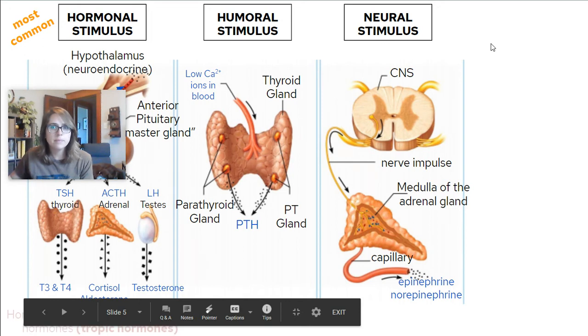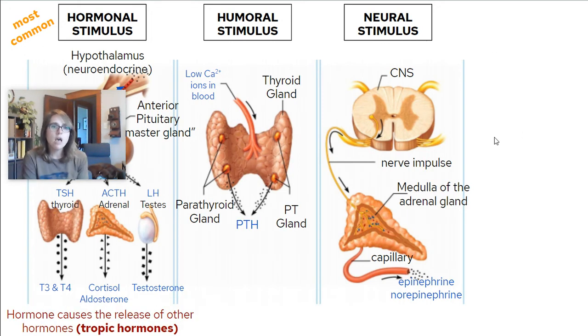All right, so for each of these, I want to go over, like, summing it up, okay? So the hormonal stimulus, you can see there at the bottom, this is when a hormone causes the release of other hormones. I described it as a cascade. It's also considered tropic hormones. You can even see that in this name, ACTH, adrenocorticotropic hormone. Tropic just means hormone stimulating other hormones, and that's the hormonal stimulus. Humoral stimulus is when the blood is going to stimulate it.